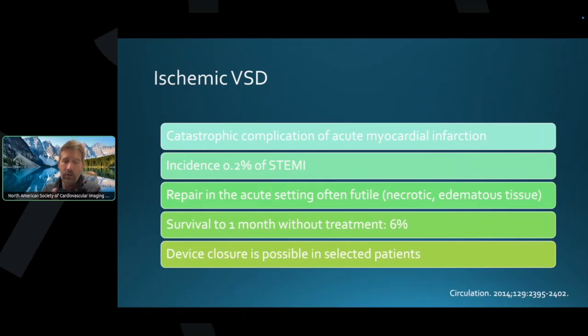They'll usually do a Gore-Tex patch or a pericardial patch trying to close that defect. But a lot of these patients are going to do very poorly, and many of these patients won't survive. In fact, without treatment, survival to 1 month is only 6%. And in some selected patients, they can use a device closure like an Amplatzer plug.